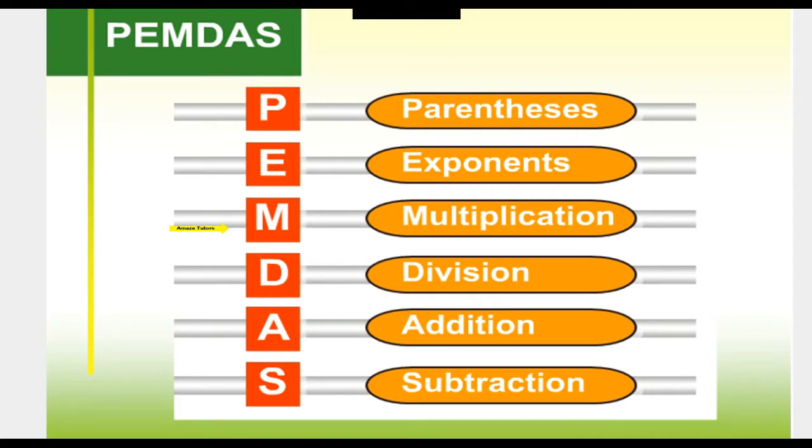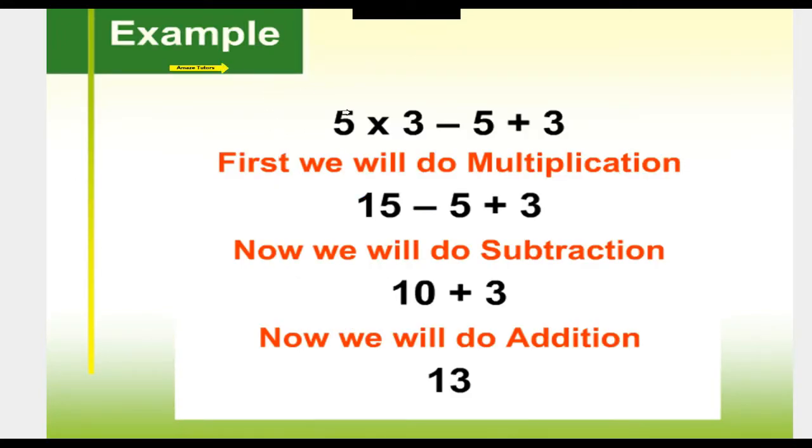Let's do some examples. Example 1. This is the question: 5 times 3 minus 5 plus 3. What comes first in the order? Multiplication. Among multiplication, subtraction, and addition, we have to do multiplication first. 5 times 3 is 15. Minus 5 plus 3. Repeat the other numbers and operations.